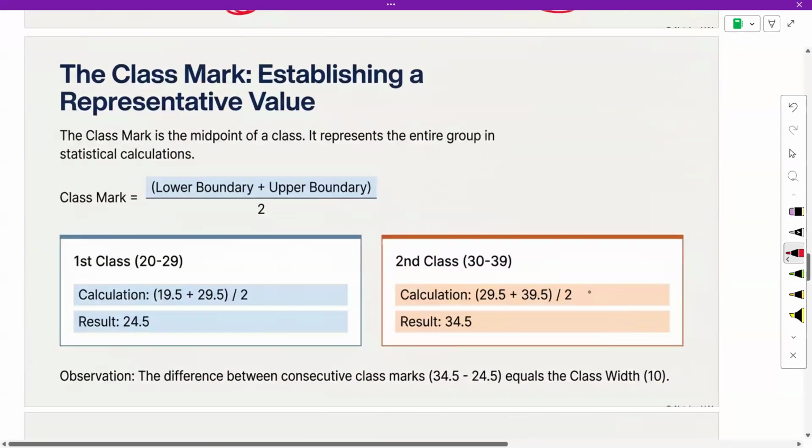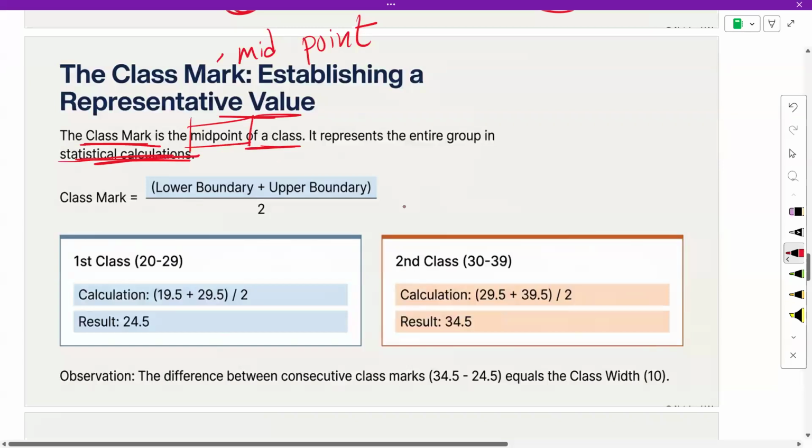Class mark, right? Class mark means a midpoint. Midpoint, that's called class mark, establishing a representative value. The class mark is the midpoint of a class. It represents the entire group in statistical calculation.